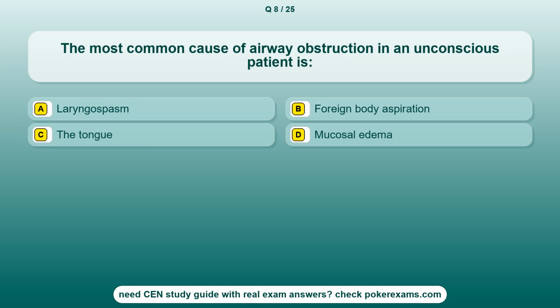Question 8. The most common cause of airway obstruction in an unconscious patient is option A. Laryngospasm. Option B. Foreign body aspiration. Option C. The tongue. Option D. Mucosal edema.